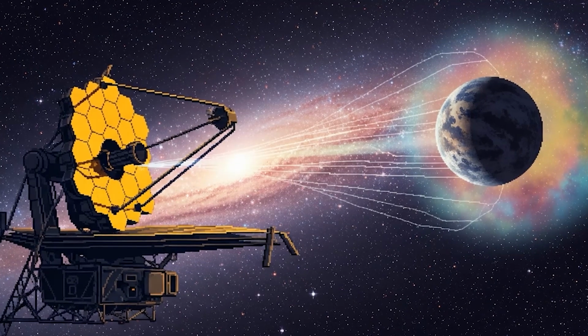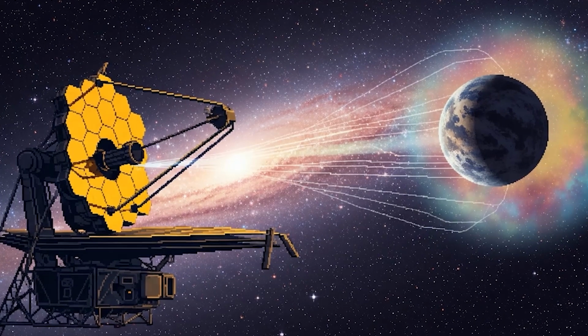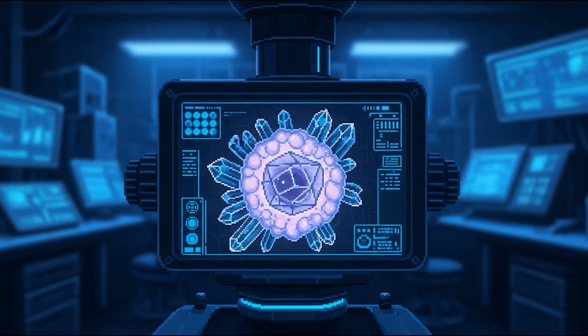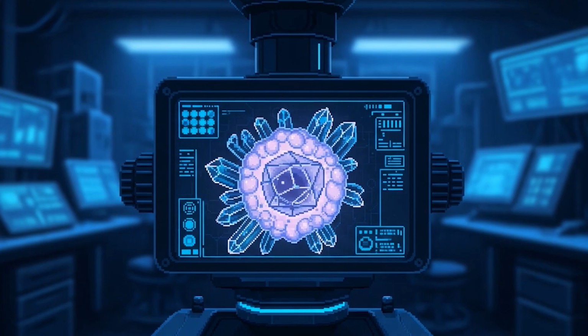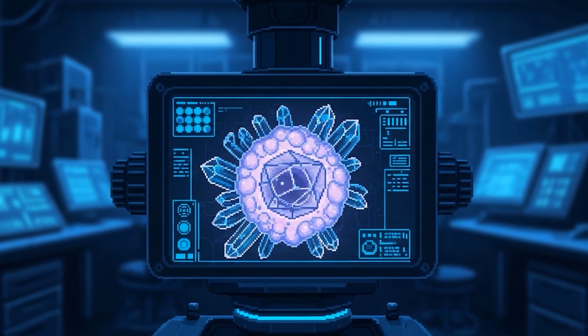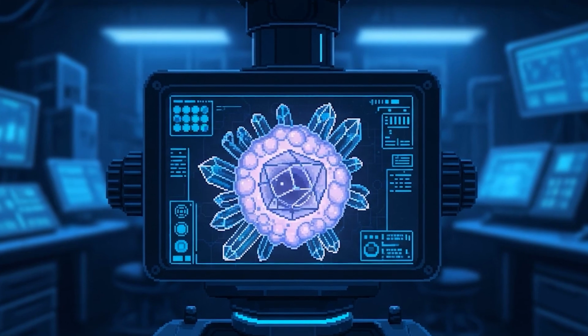The Kepler Space Telescope, launched by NASA in 2009, was a pioneering mission specifically designed to utilize the transit method. For 4 years, Kepler meticulously monitored the brightness of over 150.